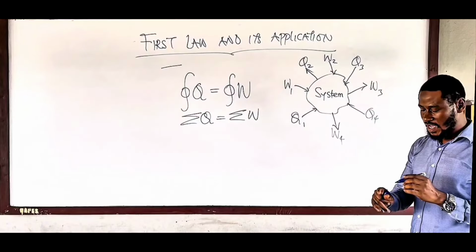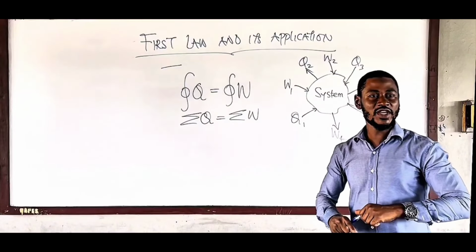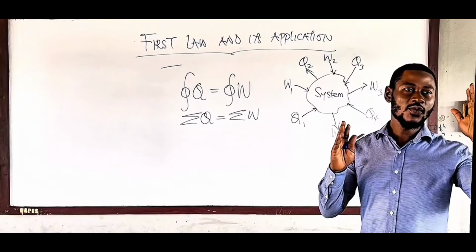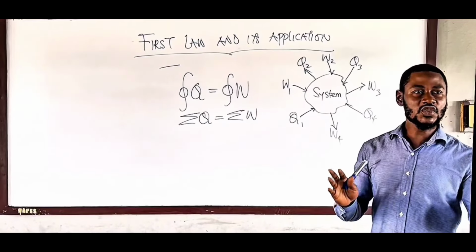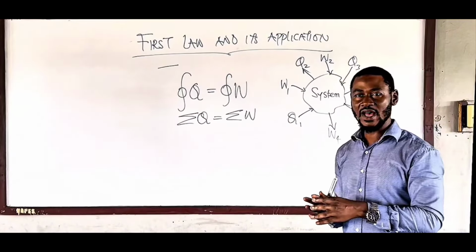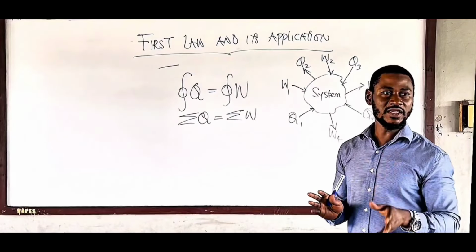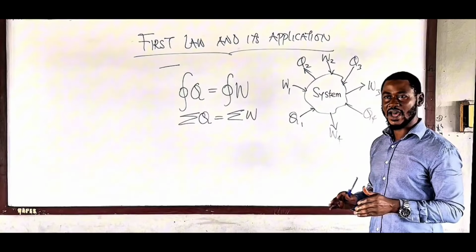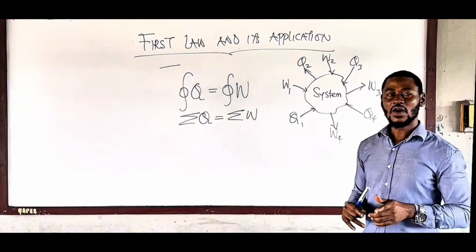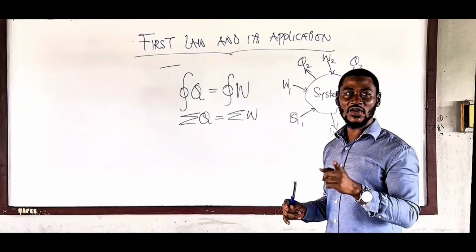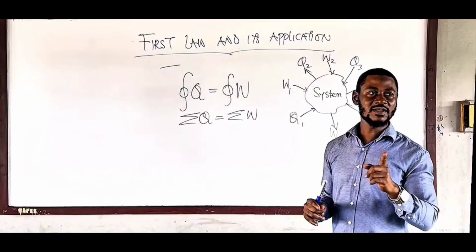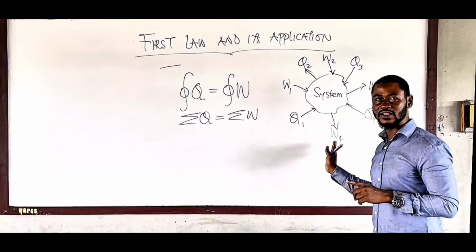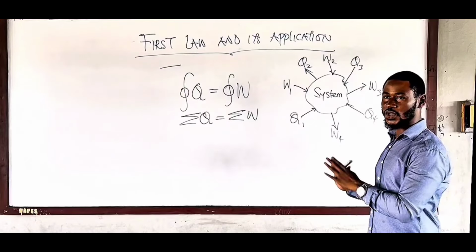Going back, as we have learned so far about the sign convention of both heat and work, whenever heat is transferred from the surroundings to the system, it is taken as positive, and whenever heat is transferred from the system to the surroundings, it is taken as negative. Also, when work is done from the surroundings to the system, it is taken as negative, and when work is done from the system to the surroundings, it is taken as positive.